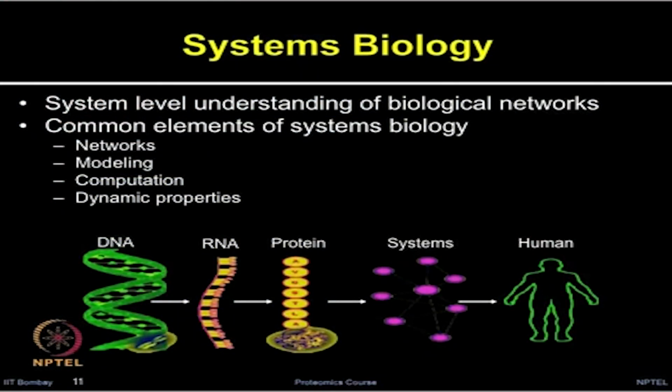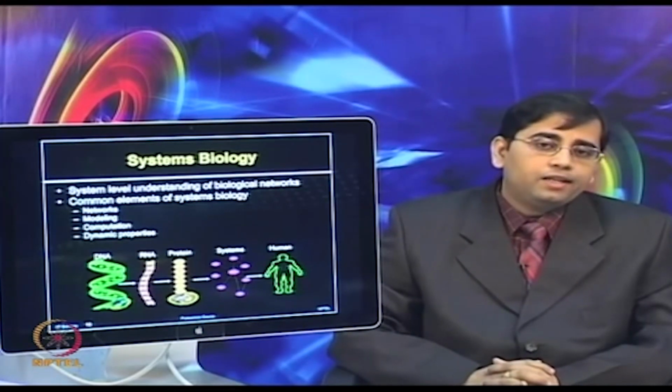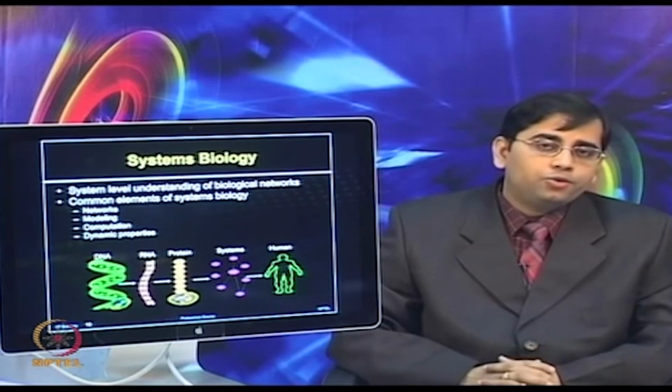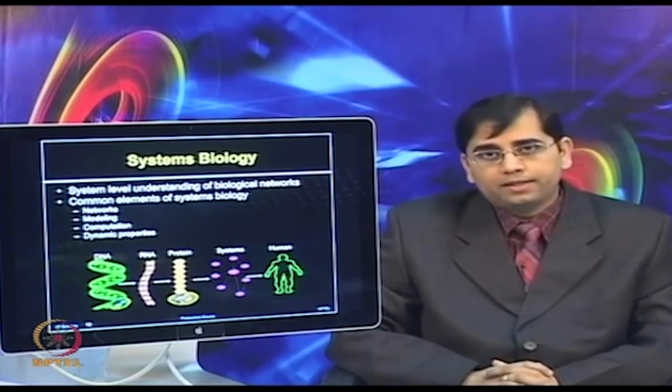The systems level understanding of biological networks requires information from different levels. As you can see, from DNA to RNA to proteins forming systems, and then that information can be applied to understand a complex system for different organisms. The biological information is represented by the networks of interacting elements and dynamic responses to the perturbations. These networks provide insights which cannot be analyzed from the isolated components of the system. The common elements of systems biology include networks, modeling, computation and dynamic properties.